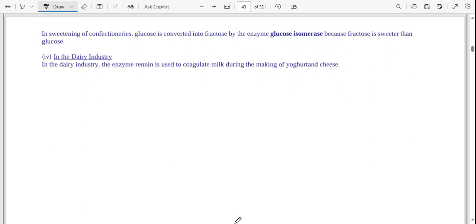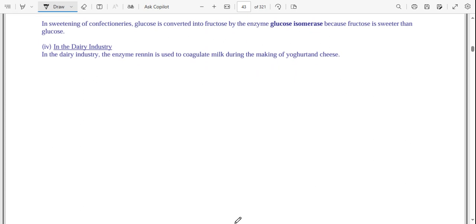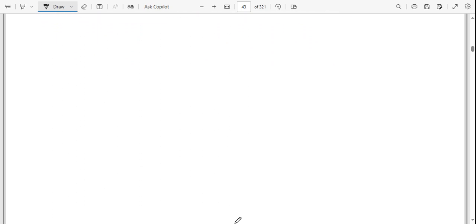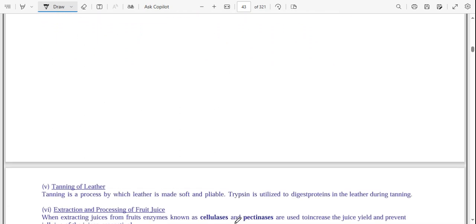Enzymes can also be used in the dairy industry. Dairy industry is the industry that has to do with the production of milk. So when you want to make things from milk, like yogurt and cheese, you need enzymes to be able to do that. So that is the dairy industry.